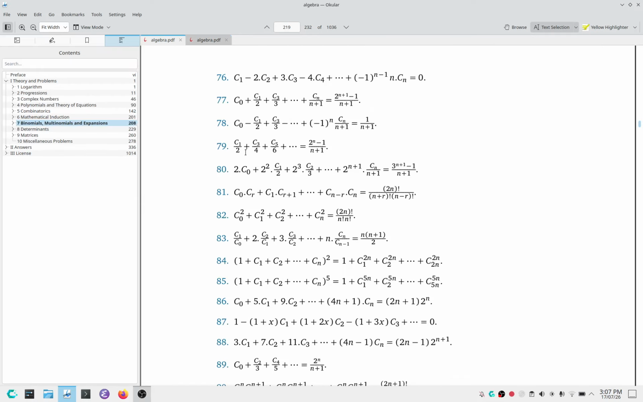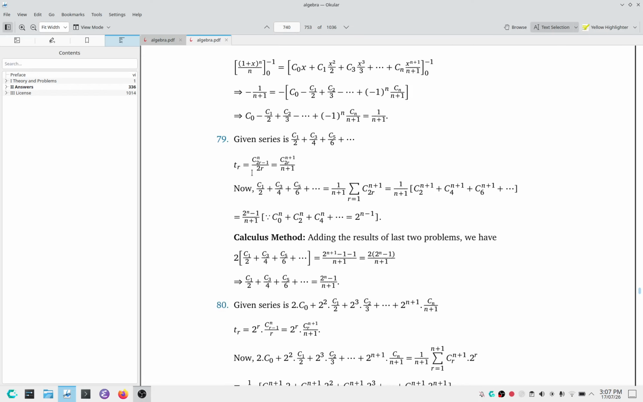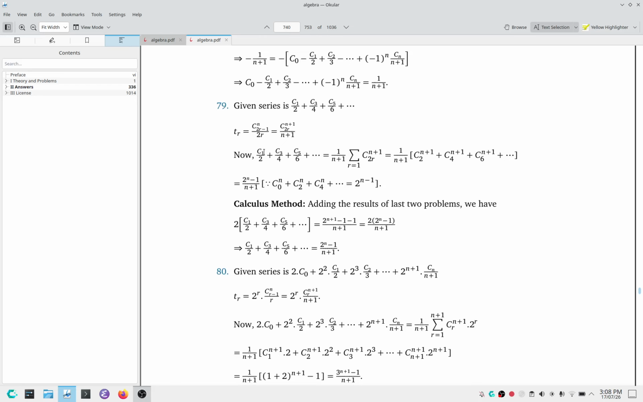Question 79 says that you have to prove that C1 upon 2 plus C3 upon 4 plus C5 upon 6 is equal to 2 to the power n minus 1 upon n plus 1. So here the general term is nC2r minus 1 upon 2r, which is equal to n plus 1 C2r upon n plus 1. So C1 upon 2 plus C3 upon 4 plus C5 upon 6 and so on will be equal to 1 upon n plus 1 sigma n plus 1 C2r. Now here r is equal to 1 to n.